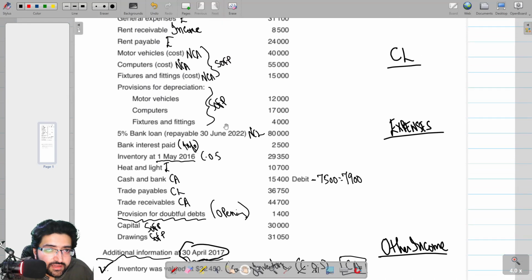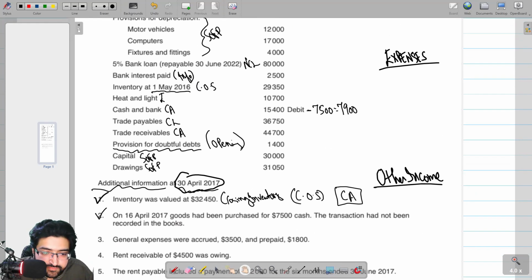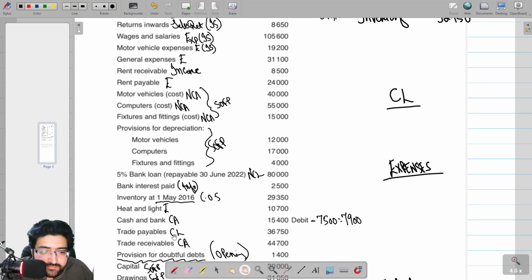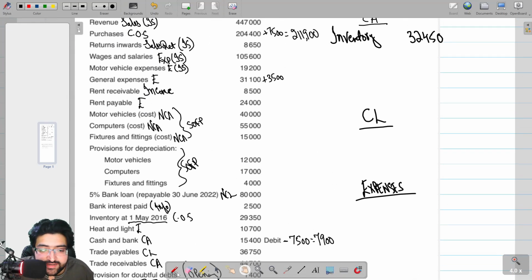Okay, general expenses, there they are, 31,100 given in the question. Accrued amount is added. So I will add 3,500 to it. And then at the same time, some general expenses are also prepaid. So what do we do with prepaid? Prepaid amounts are subtracted. So I will subtract 1,800 from this.